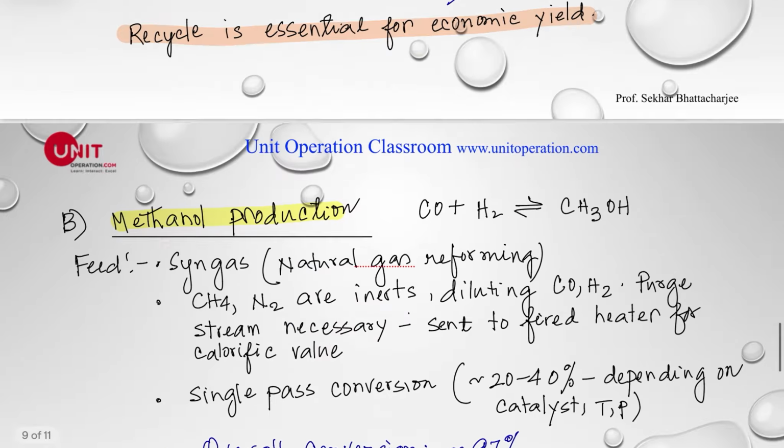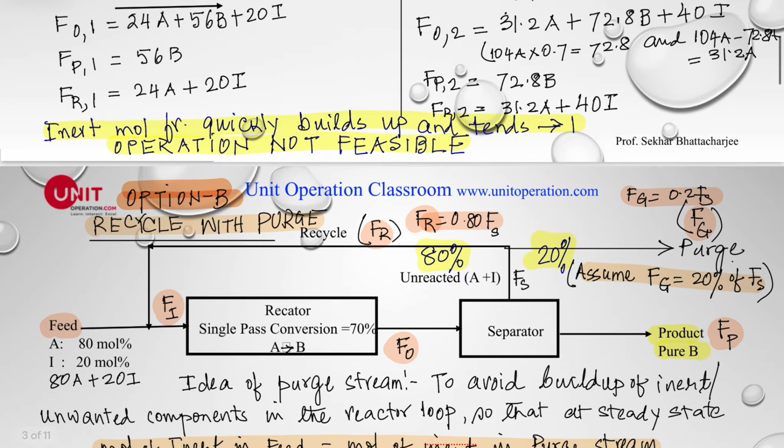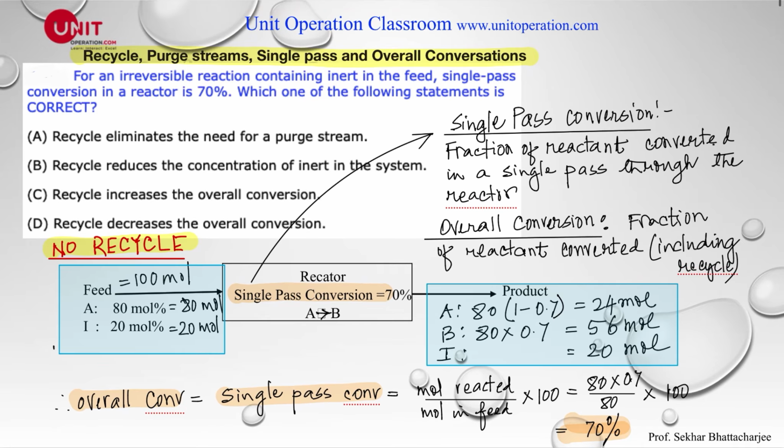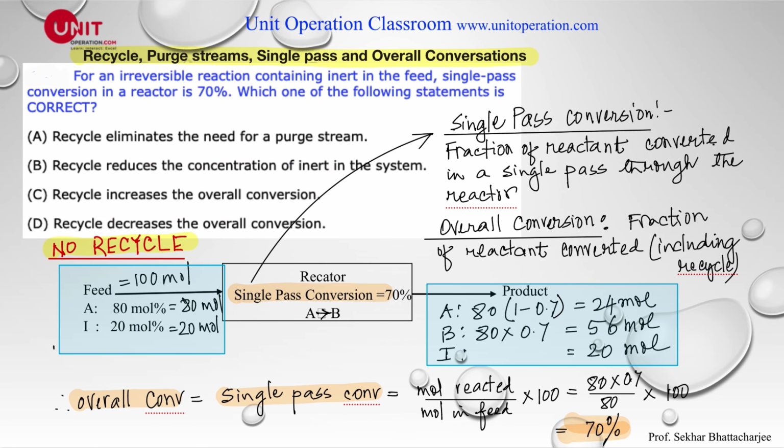So as you can see, this particular problem has a very wonderful and nice application in the process industry, and it is very necessary to clear this concept that the recycle does not eliminate the need for purge stream. Recycle does not reduce the concentration of the inert in the system. That's why purging is necessary. Recycle increases overall conversion if we properly design with a purge system. Of course, when there is an inert, recycle does not decrease overall conversion.